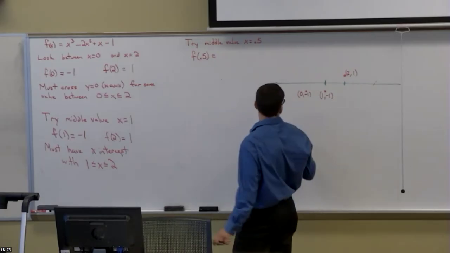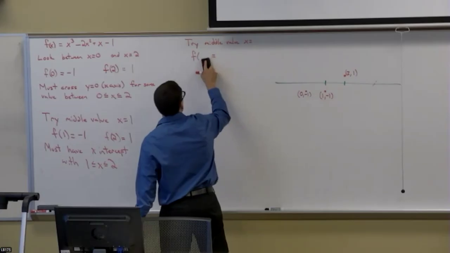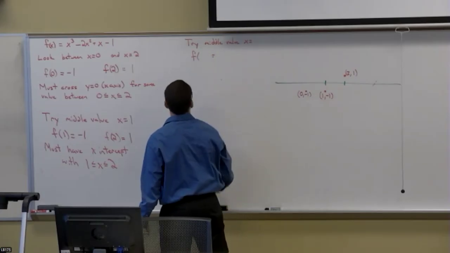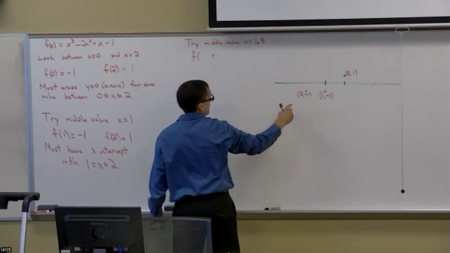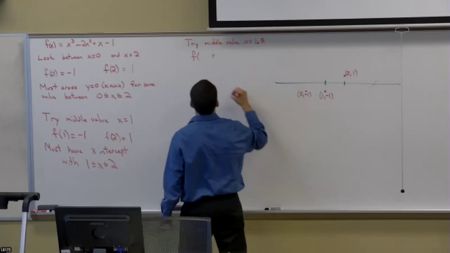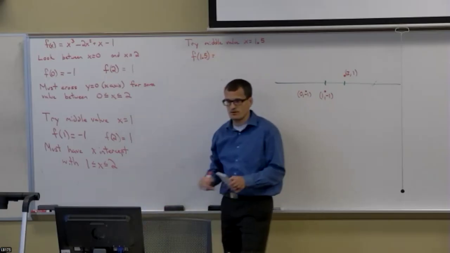Oh, 1.5, yes, you're right. 1.5, sorry, instead of 0.5. I think I was thinking between 0 and 1. So 1.5 would be the middle value between 1 and 2, not the middle value between 0 and 1. So 1.5 is what I plug in. Sorry. Good call. Good catch.